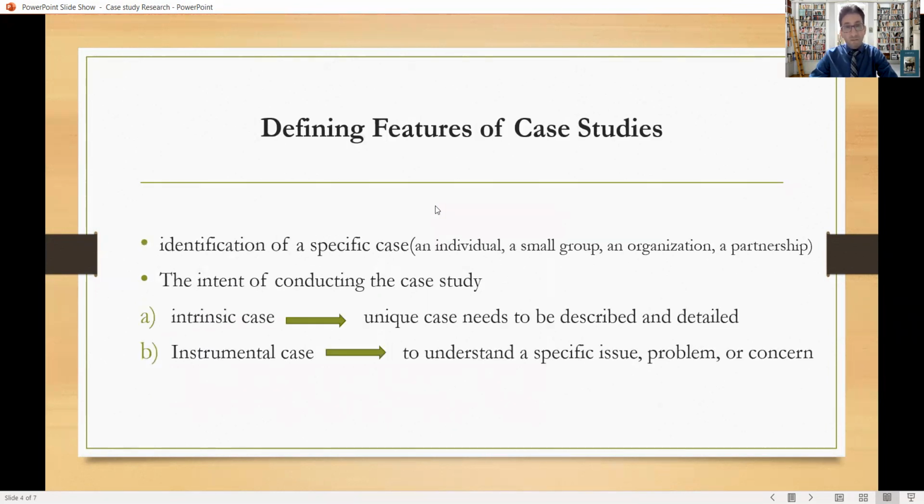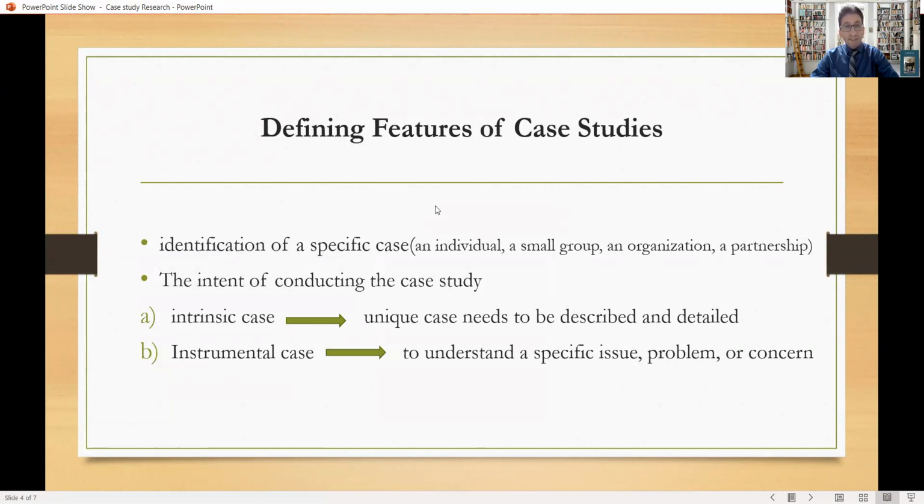In defining features of case study, we have several parts. The first one is identification of a specific case, such as an individual, a small group, an organization, or a partnership. The key here is to define a case that can be bounded or described within certain criteria, such as a specific place or time.